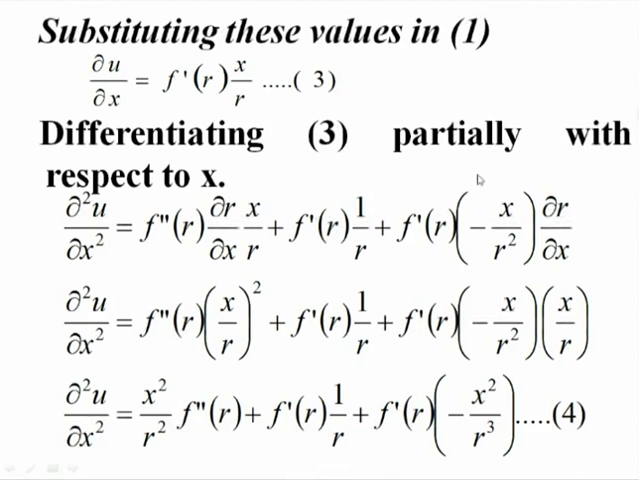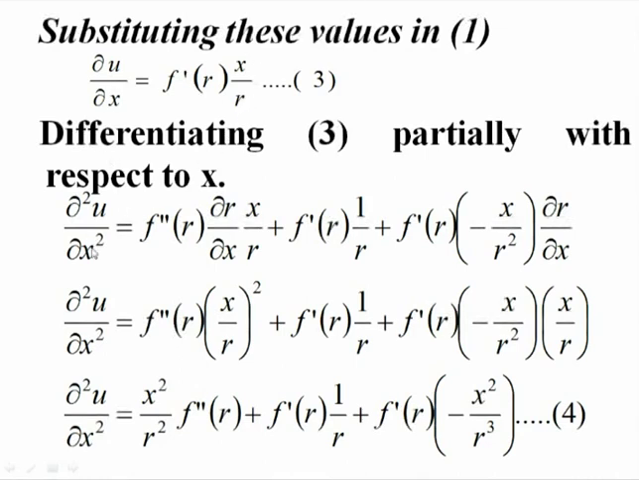So differentiating 3 partially with respect to x. So here we have r is a function of x and y, x is also a function of x, and r is again a function of x and y. So we have to apply the u into v into w rule. So according to that rule we have to differentiate f dash r and keep the other two as constant. Then we keep f dash r and 1 upon r as constant, differentiate this x, and finally we are differentiating 1 upon r with respect to r.